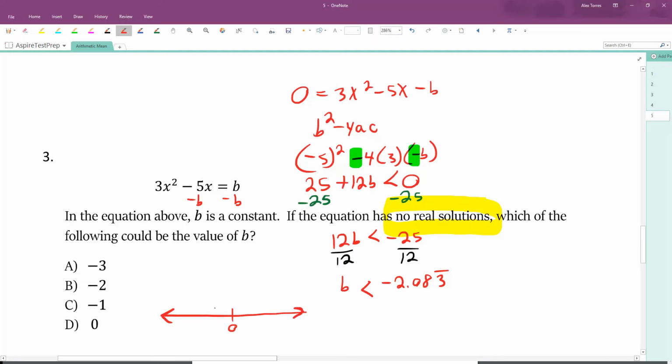So 0, negative 1, negative 2, and our number is somewhere around here. And negative 3. And okay, so our number is somewhere around there. And our inequality says that we are going to be at that number, and we're going to go in the smaller direction. In other words, negative 3 fits within that solution set. So negative 3 is our answer for number 3.